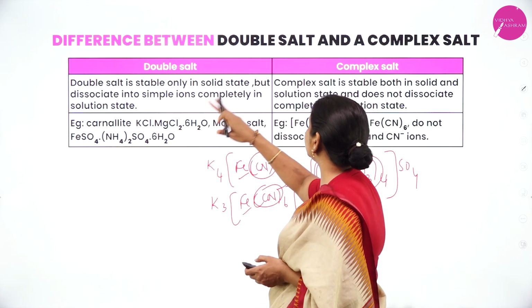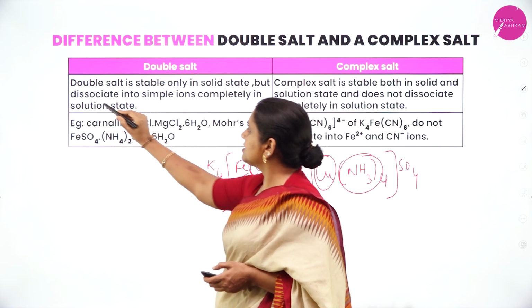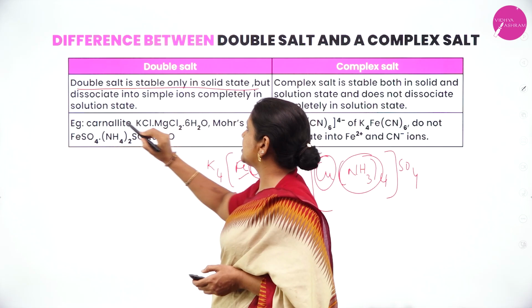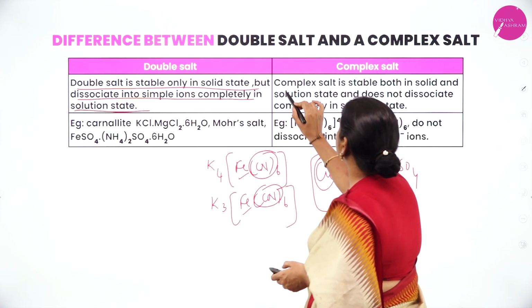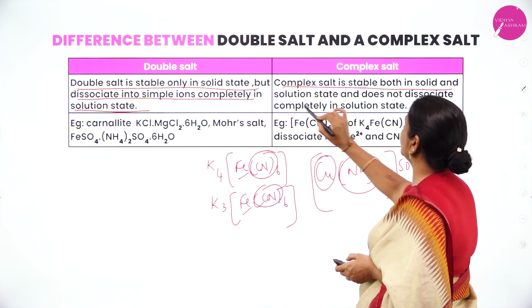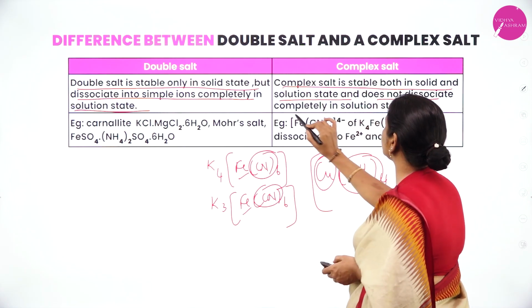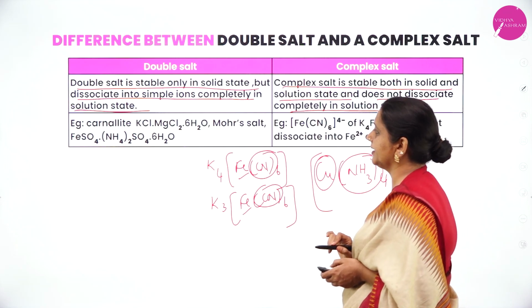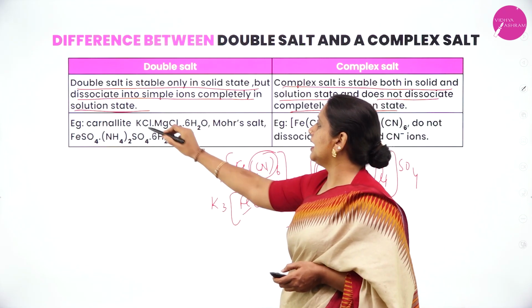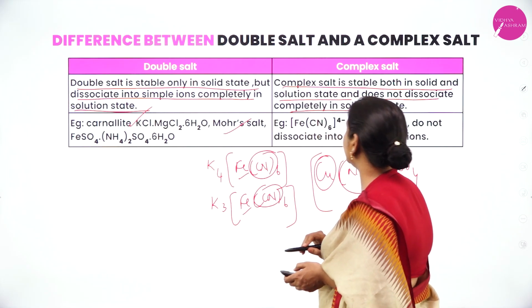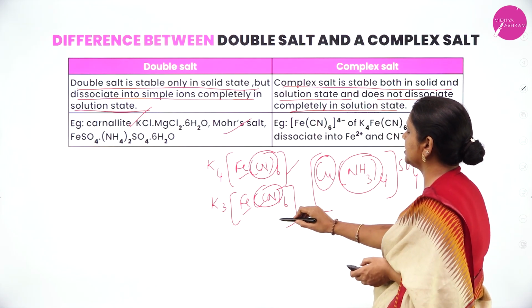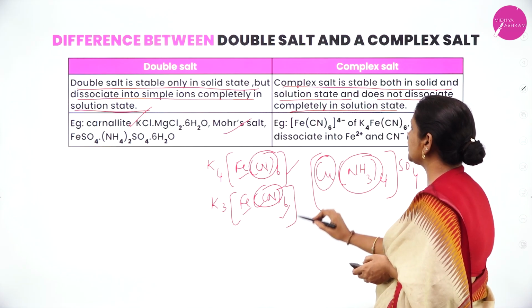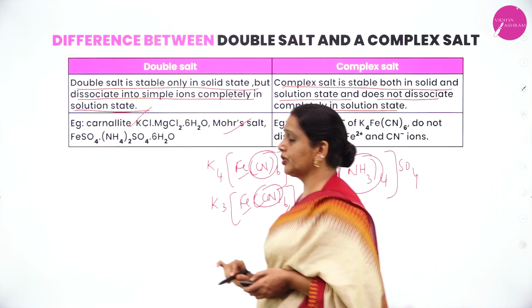What's the difference between double salts and complex salts? A double salt is stable only in the solid state, but dissociates into simple ions when dissolved in water. A complex salt is stable in both solid and solution state and does not dissociate completely in solution. Examples of double salts are carnallite and Mohr's salt. Examples of coordination compounds are potassium ferrocyanide, potassium ferricyanide, and cuprammonium sulfate.